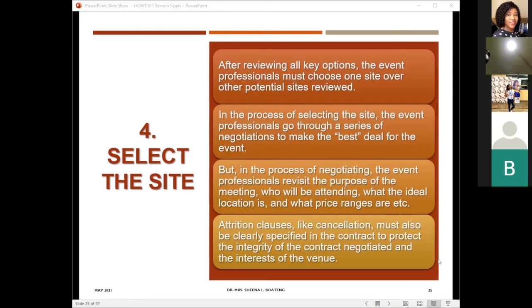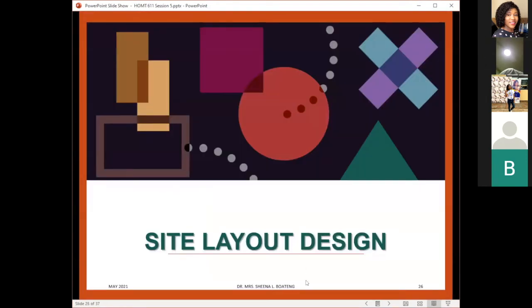And there is no way that somebody can come and say that I never agreed to this, because everything would have been in writing and the signatures of all the people involved would have been appended. I hope that makes sense. Yes. Awesome. So once you are able to select the site, you now need to think about the layout of the site. Hence our next discussion on site layout design.